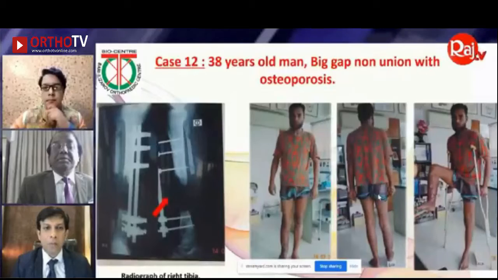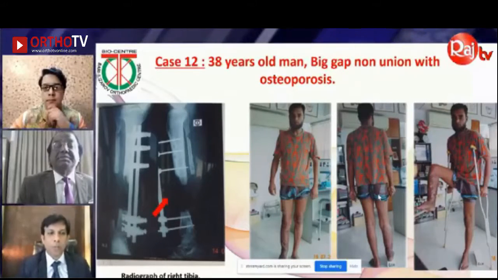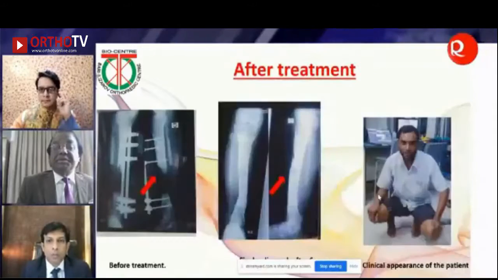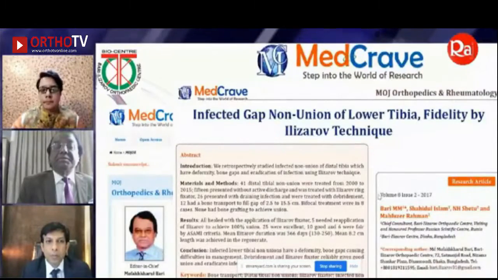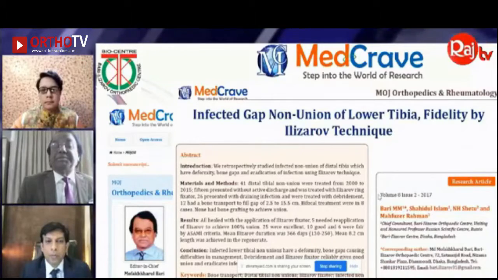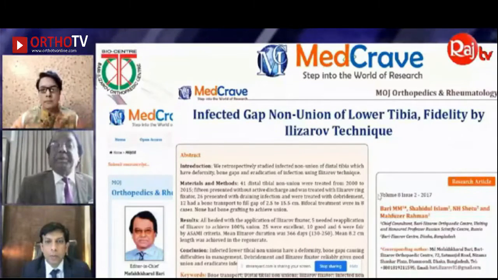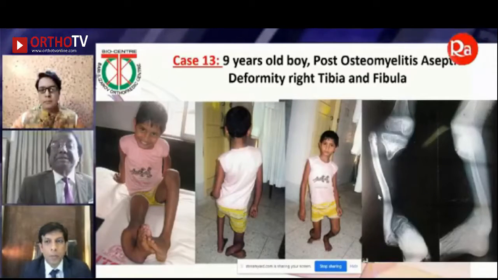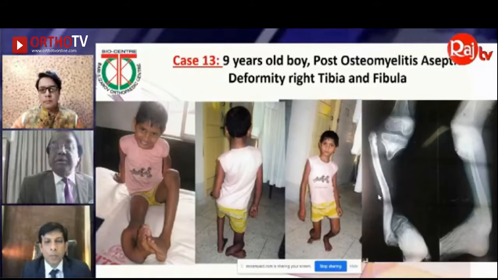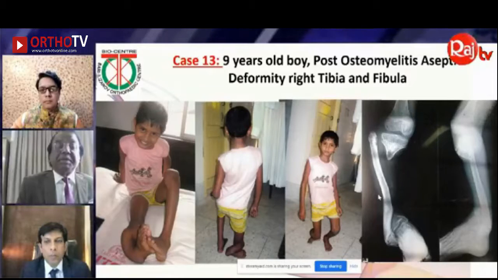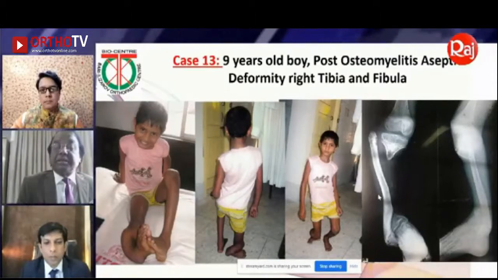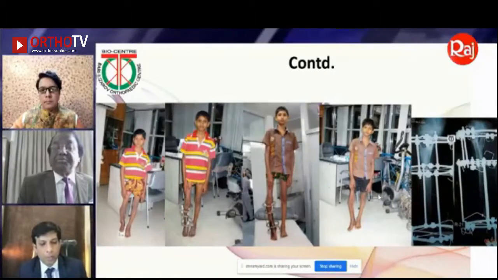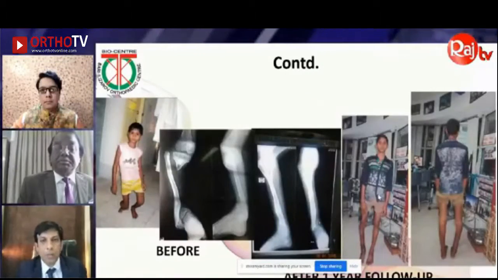You can see here, and this is another case, big gap non-union. Look at this, same case, lower tibia. This is fidelity by Ilizarov technique, again published by Prof. And this is a 9-year-old boy, post-traumatic aseptic deformity, right tibia and fibula. Look at this, the serpentine deformity, just like a snake. And what I have done, fibula transported 3 times.